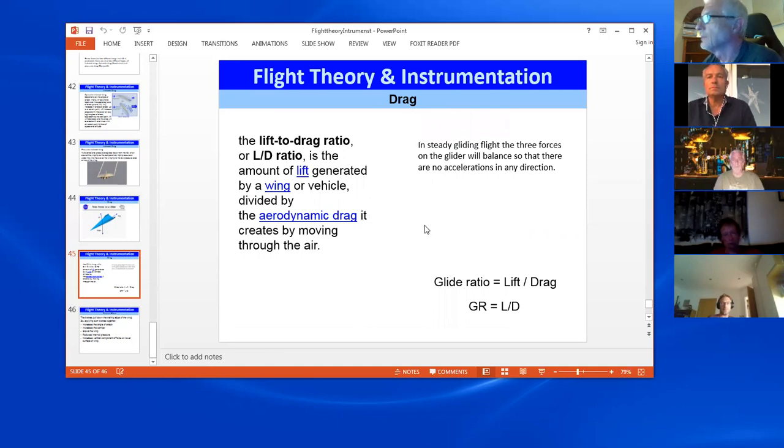So quite simply, what is lift to drag? It's the amount of lift generated by a wing divided by the drag. It's just those two things. And the glide ratio equals lift to drag. So if you know glide ratio, you know lift to drag. If you know lift to drag, you know glide ratio, basically.